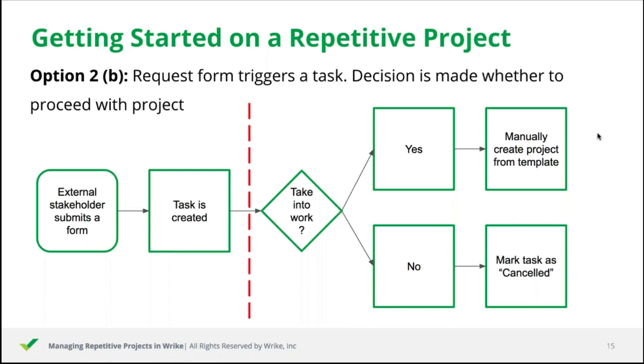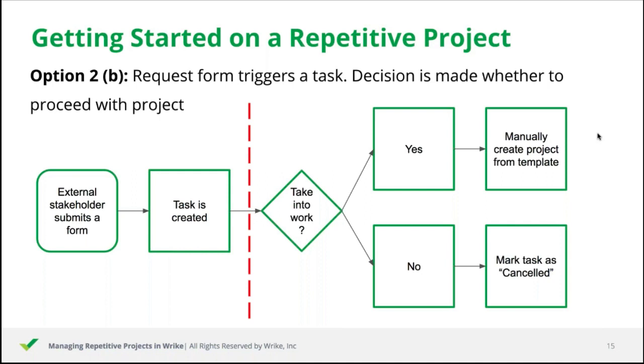If the project was approved, the team member would either duplicate a template manually or make an internal request that will trigger the creation of a project from that template. And if the team chooses not to proceed with a particular project, the status of the initial task triggered by the submission of that form is changed to cancelled or declined.